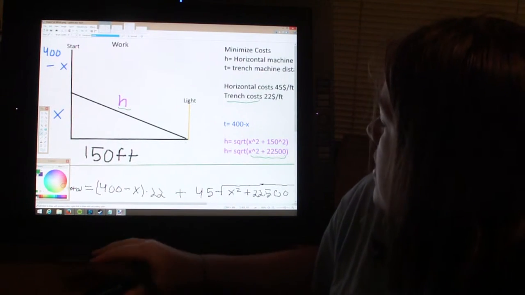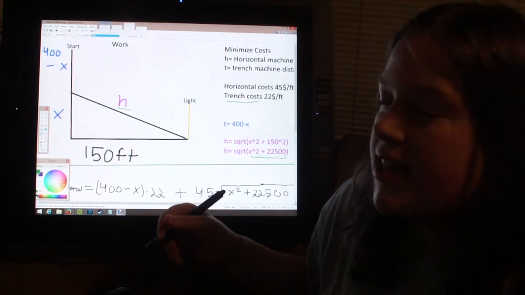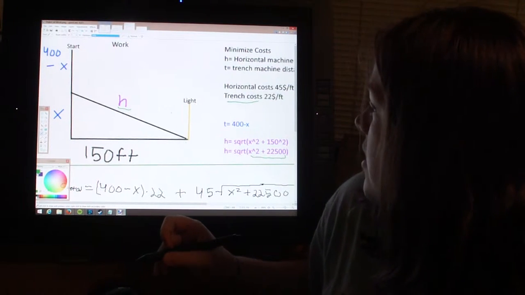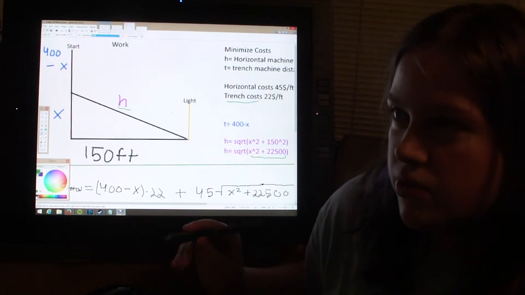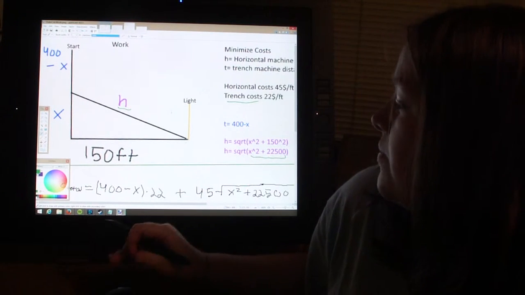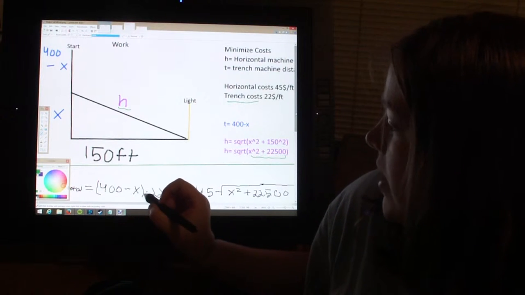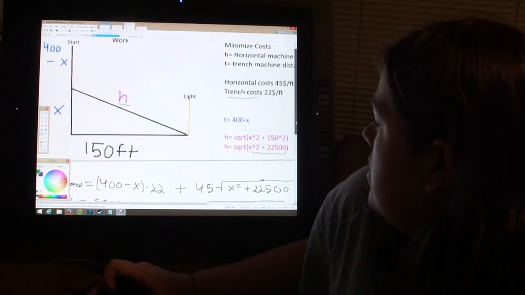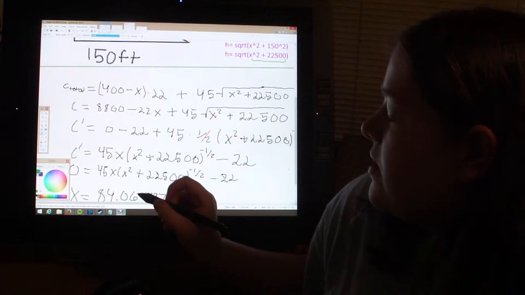The cost of the trench machine is (400 minus x) times $22. The cost for the horizontal machine is the square root of x squared plus 22,500 times $45. To find the total cost, we have to add the two equations. To find the minimum cost, I decided to find the derivative.